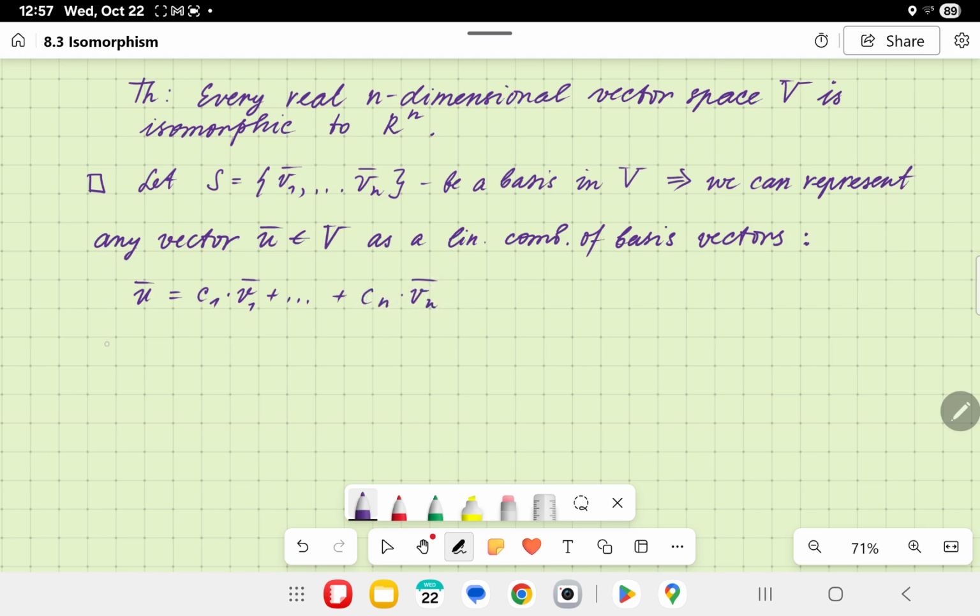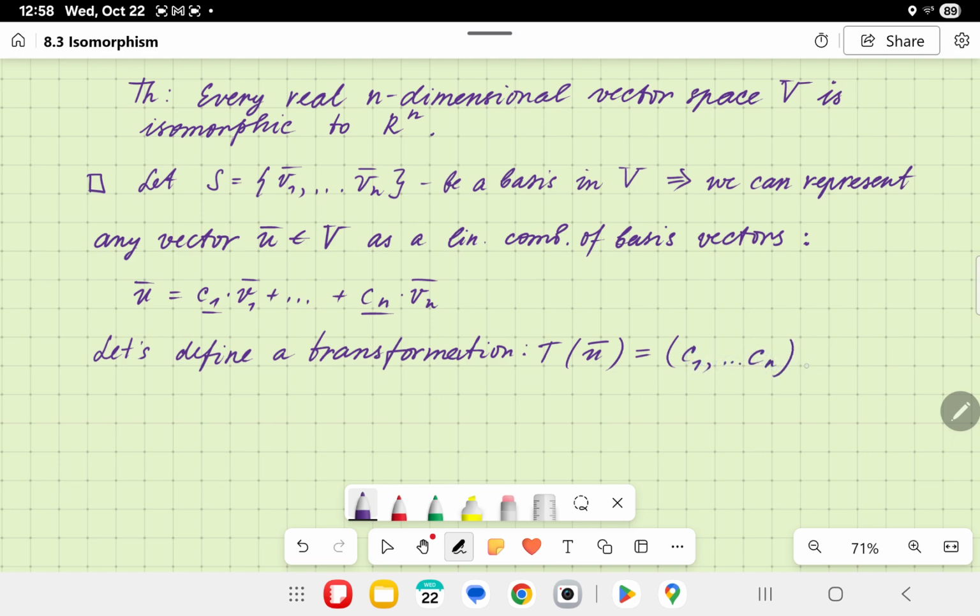Let's define a transformation T by the next rule. We take any vector u and just copy the constants in front of the basis vectors: c1, ..., cn. So let's define the transformation like this.